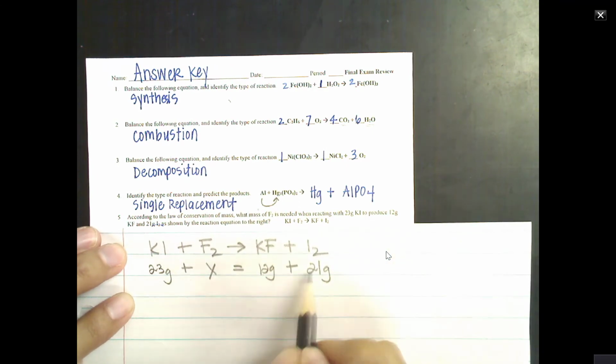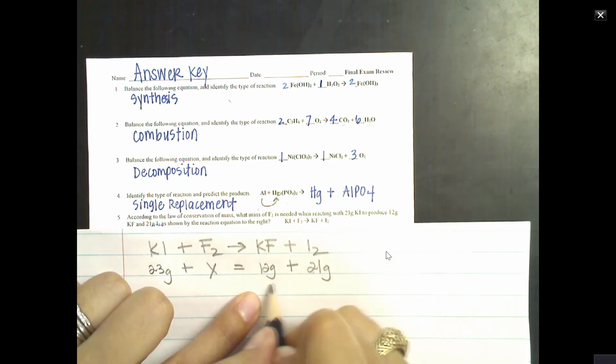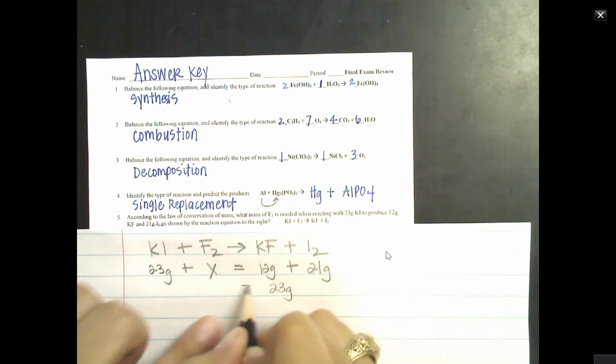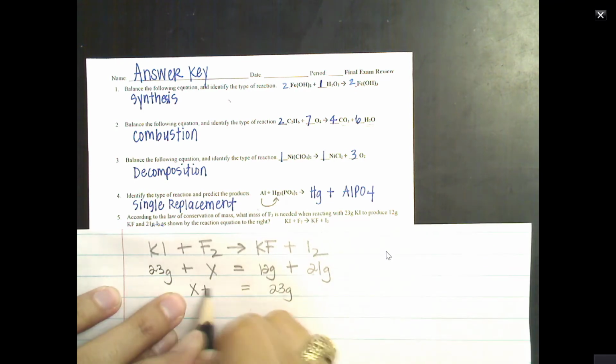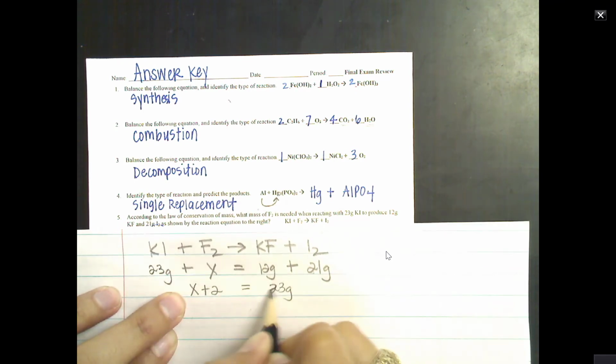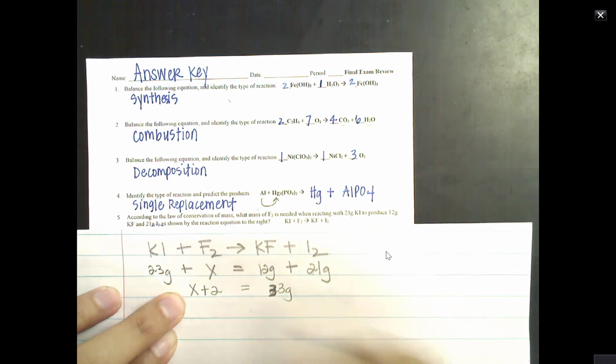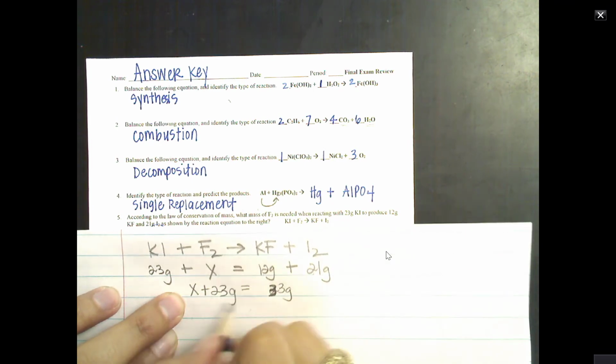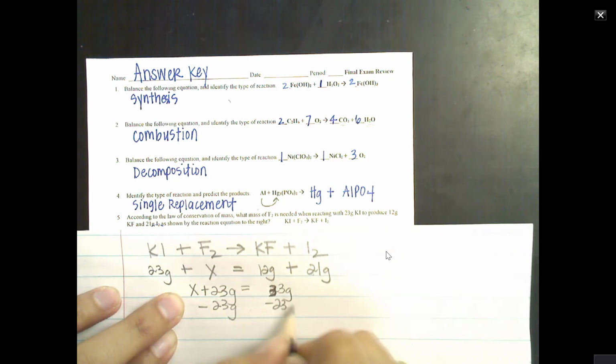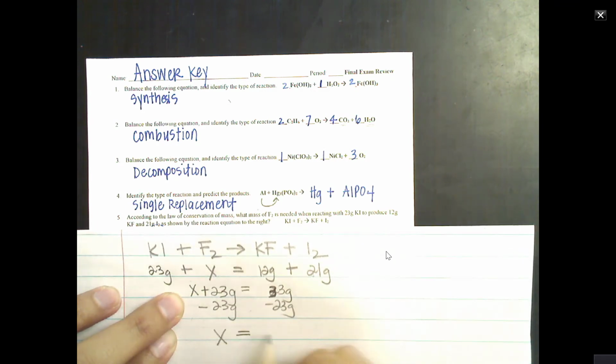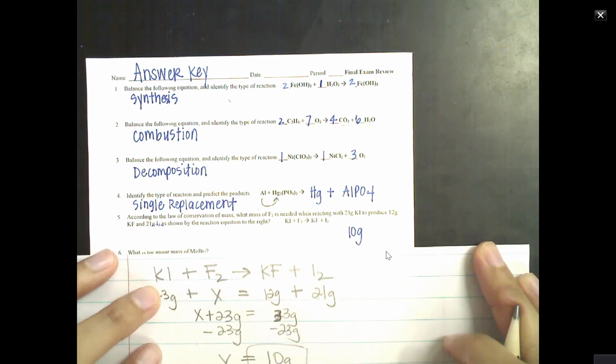So if I add these two on the right together, that gives me 23 grams is equal to x plus 33 grams. If I want to get x by itself, I just need to subtract 23 from both sides. And so my missing number is 10 grams. That's how we get that right there.